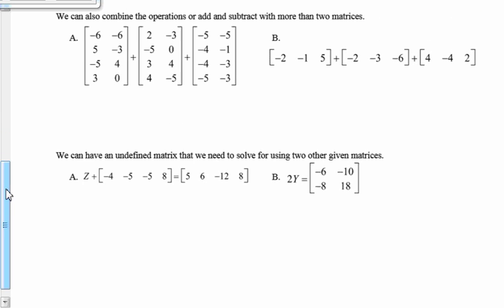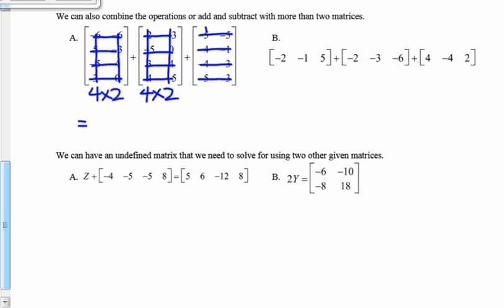Alright, it says we can also combine the operations or add and subtract with more than 2 matrices. So I can technically go ahead and add 3 matrices all together. Now I'm not going to take the time to highlight every term in this one like I have before, but I'm just going to make a dot with my blue pen next to every single one that I'm working with here. Alright, so if I have a 1, 2, 3, 4 by 2 matrix here, and I have a 1, 2, 3, 4 by 2 matrix here, and I also have a 1, 2, 3, 4 by 2 matrix here, I can add all those together. So you have to check that before you do anything.